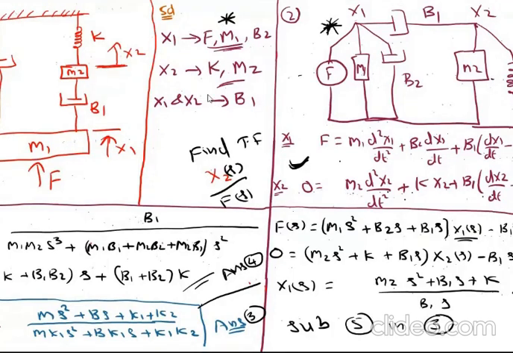Extract like this. Next draw the free body diagram. At each node write the force balance equation, then apply Laplace transformation and rearrange the terms in terms of the asked variables. In this problem he has asked x2 by f, so I am writing the equations for that.